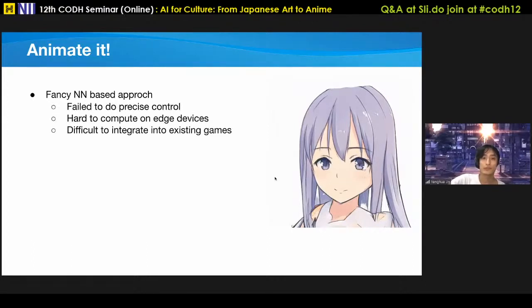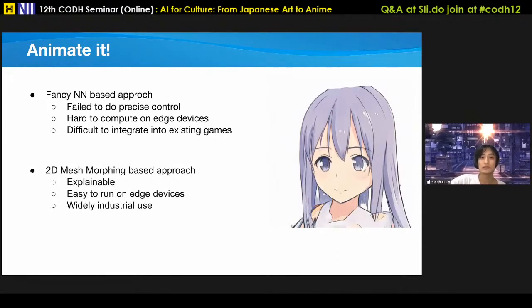However, this approach suffers from some unavoidable drawbacks. First, precise control is quite hard to tune as everything is in a black box. Also, neural networks always require huge computation power to achieve real-time generation results, which looks unrealistic for edge devices like smartphones, as there is no existing library that can handle neural network-based animation for game development. It's very difficult to integrate them into a practical system.